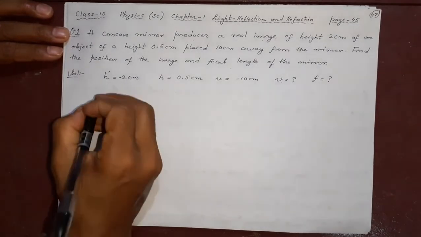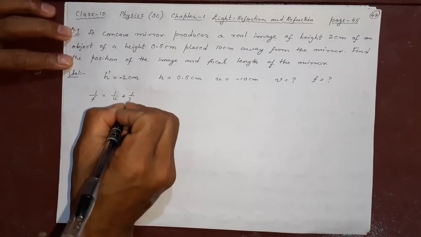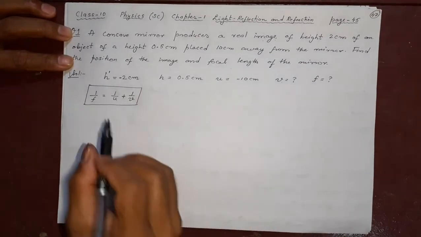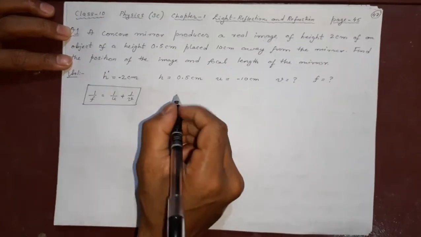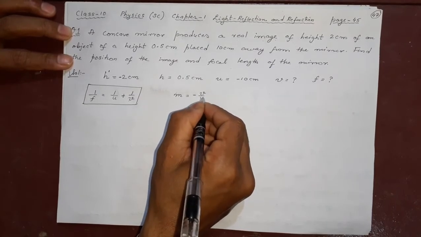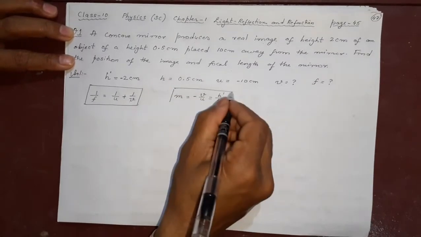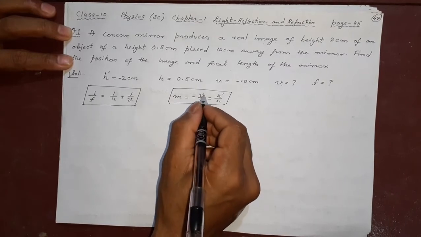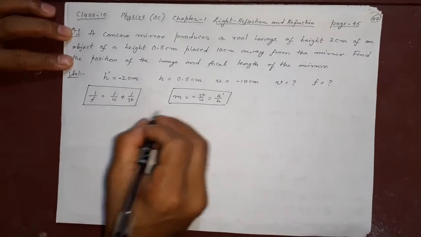There are two formulas, remember. One formula is 1 by f equal to 1 by u plus 1 by v. This is the mirror formula, but I cannot use it directly, because there are two unknowns, f and v. So another formula is the magnification formula. M is equal to minus v by u equal to h dash by h. This is the one we use first, because three of the four quantities are known. Let's use this.